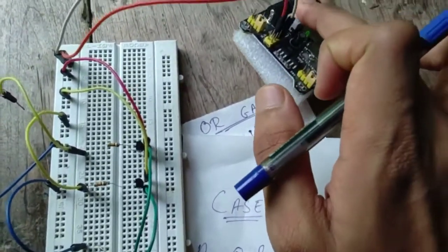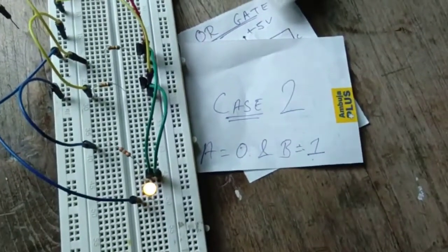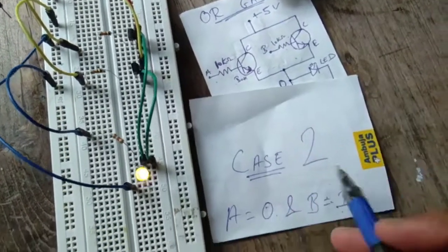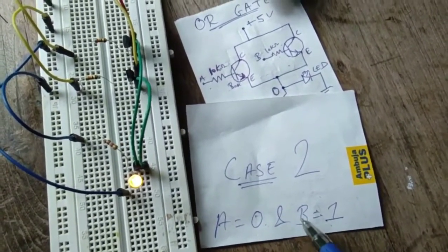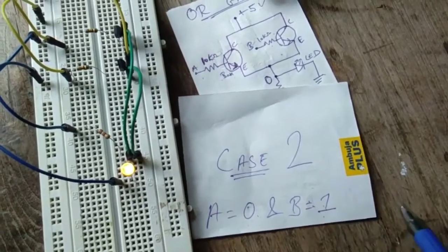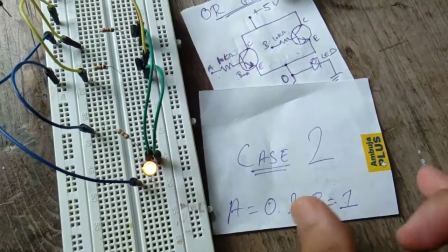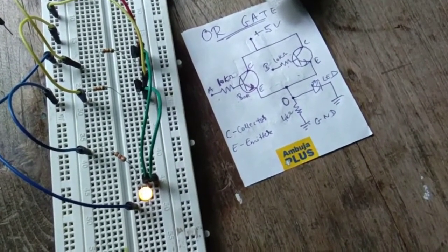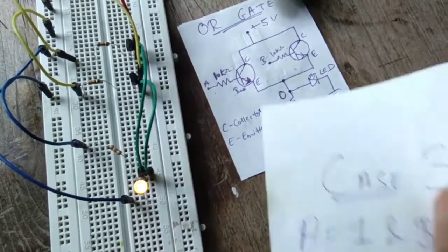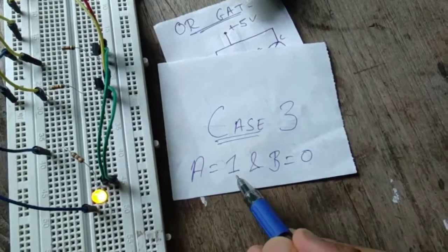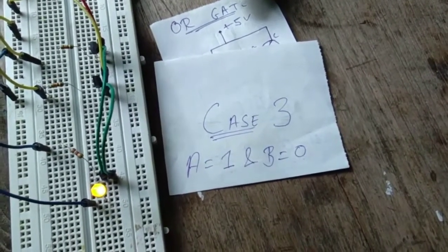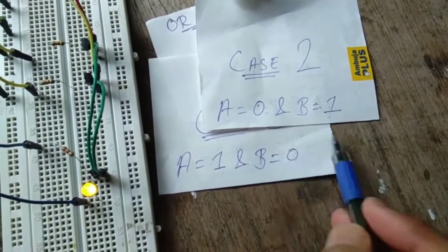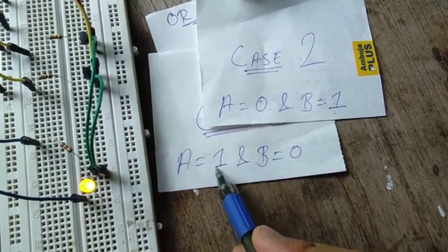Now let's see what the output is. I have turned on the power supply and as you can see here the output is 1. So according to the Boolean expression, A is 0 and B is 1, and A plus B is equal to the output, so 0 plus 1 will be 1. So this is the output, that is the LED is high. Now coming to the third case, in which A is 1 and B is 0. This is very similar to the second case in which we had A is 0, B is 1. It can be taken as the inverse of that case.